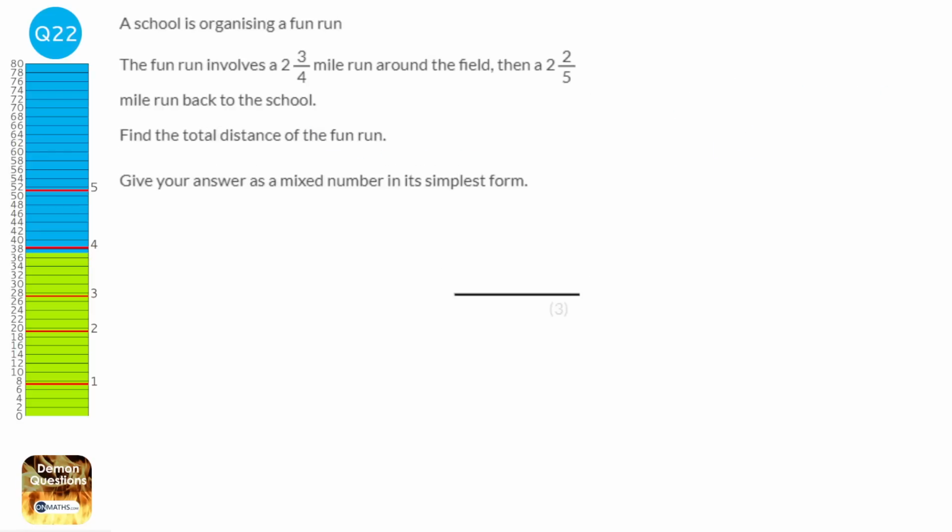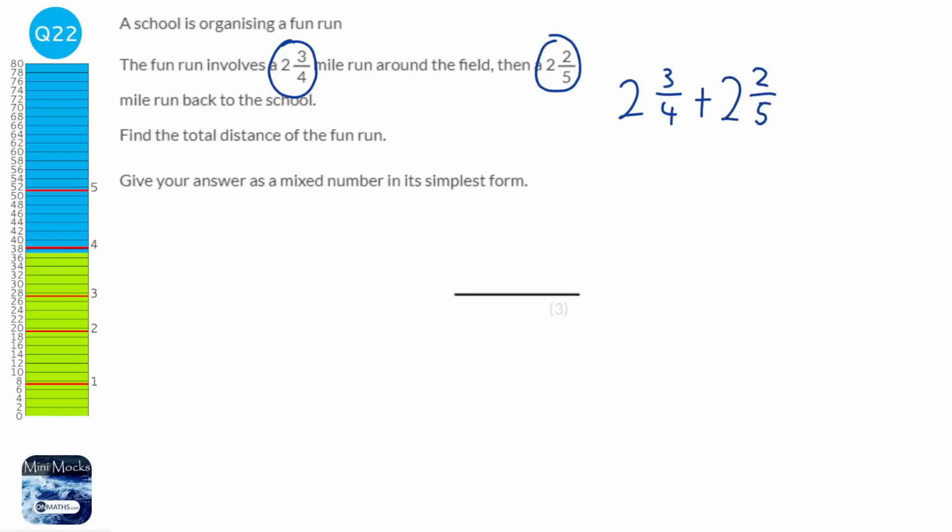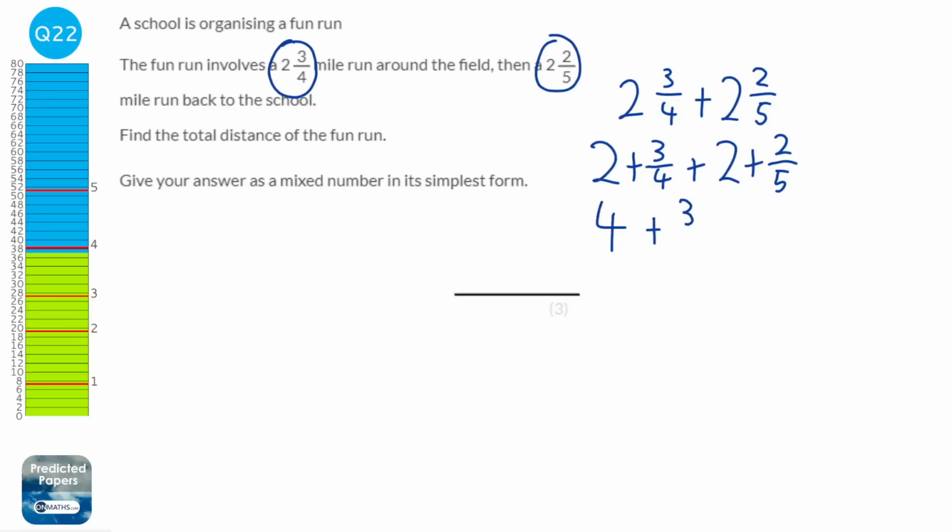So in this question, we basically need to add the 2 3/4 and the 2 2/5. So we're going to do 2 3/4 plus 2 2/5. Now, if I just rewrite this, 2 3/4 can be written as 2 plus 3/4, plus 2 plus 2/5. So we can add the 2 2's together to make 4. And then all we need to do is add the 3/4 and the 2/5.